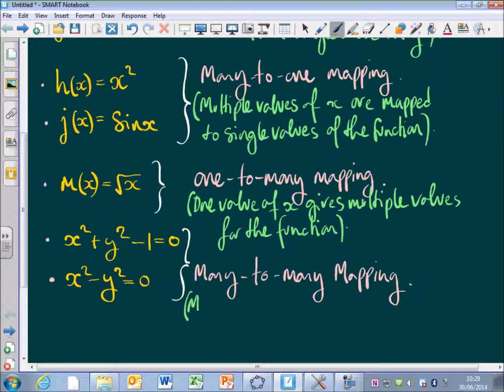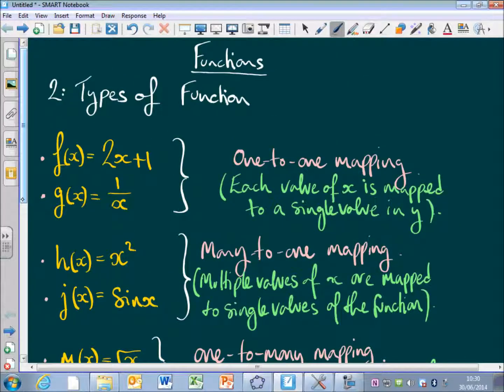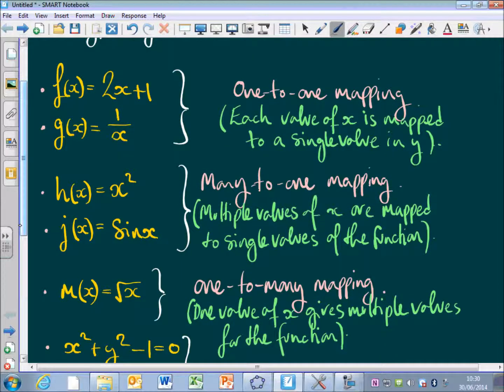And again, multiple values of x give multiple values of y in this case. Okay, so those are the 4 types of functions we're going to be looking at. But for the sake of this course, we are mainly dealing with one-to-one functions and many-to-one functions. Those are the types that we're going to be mainly dealing with.